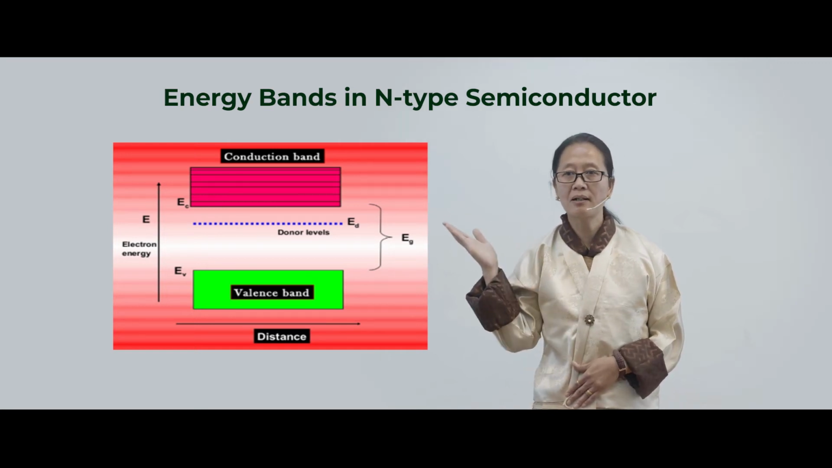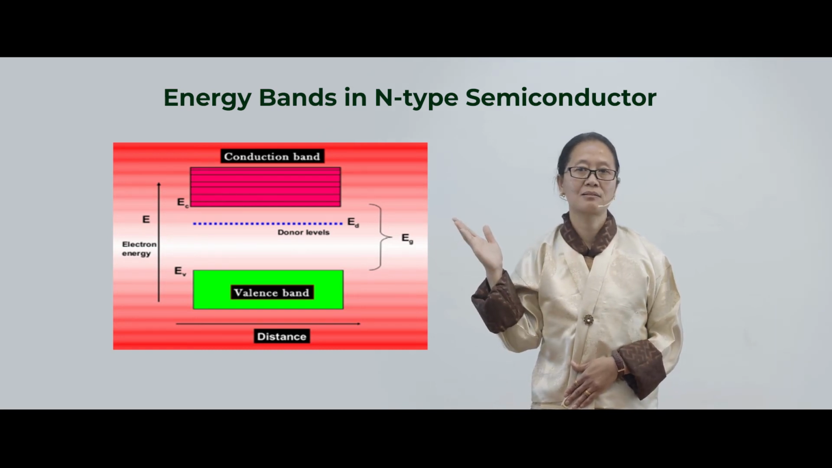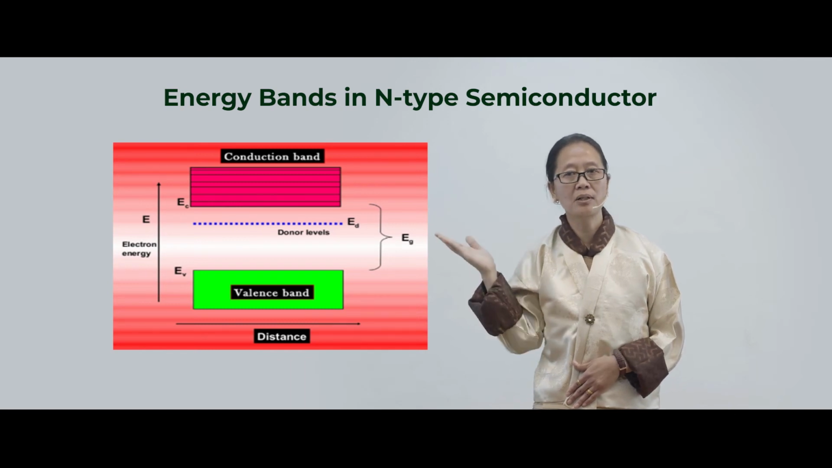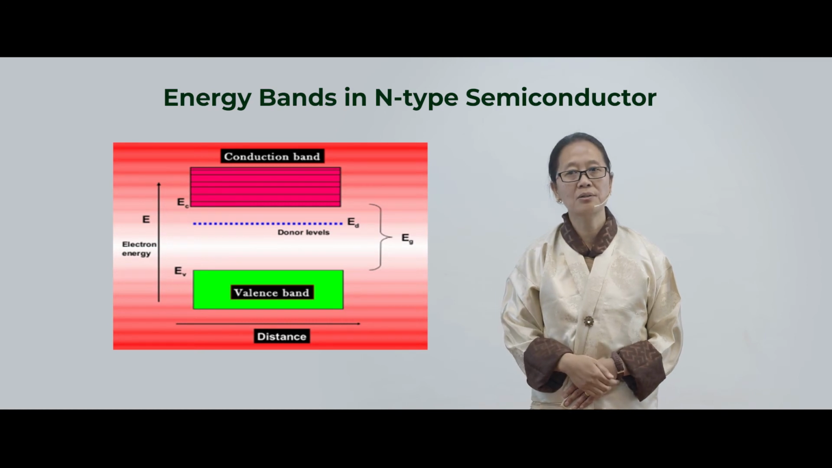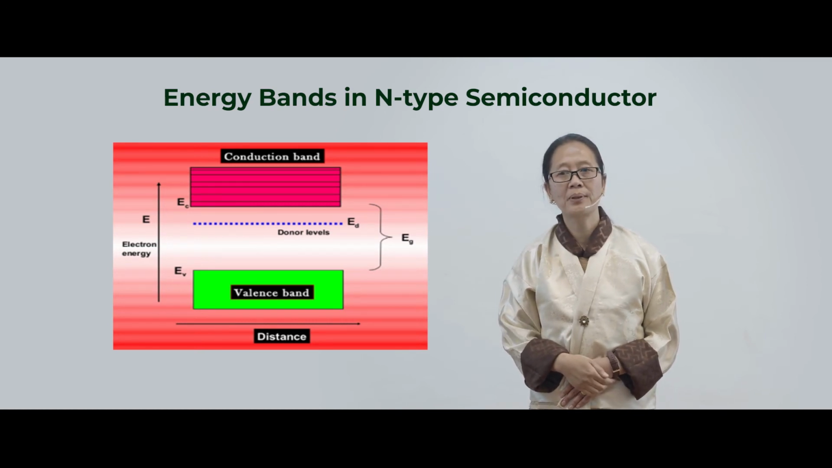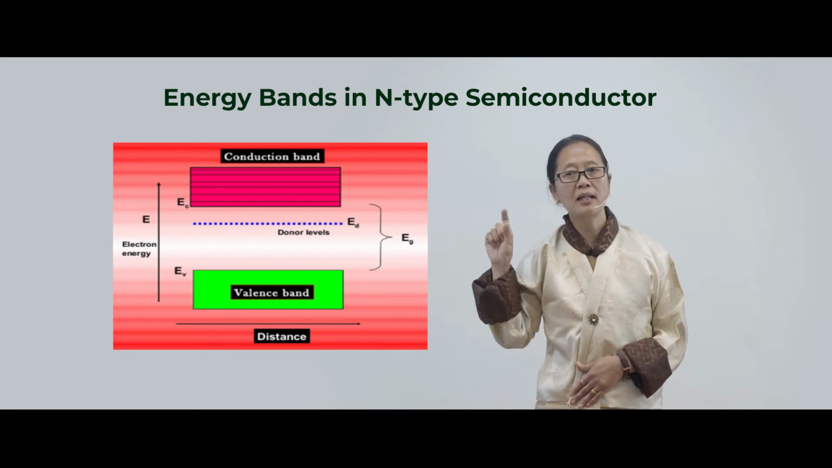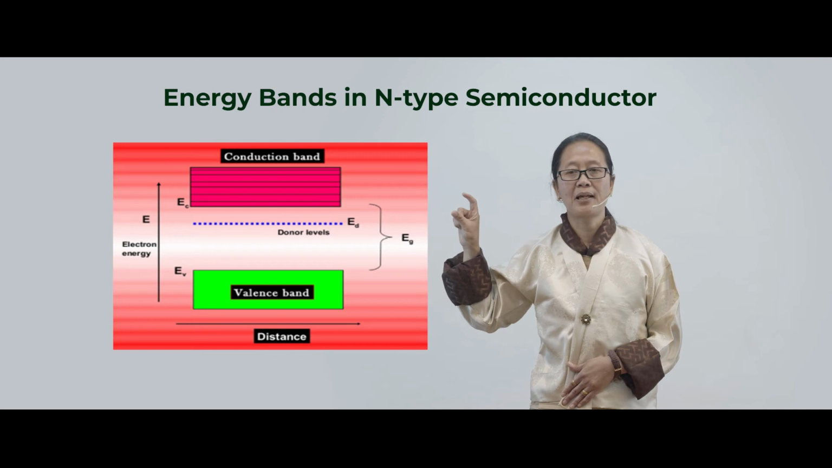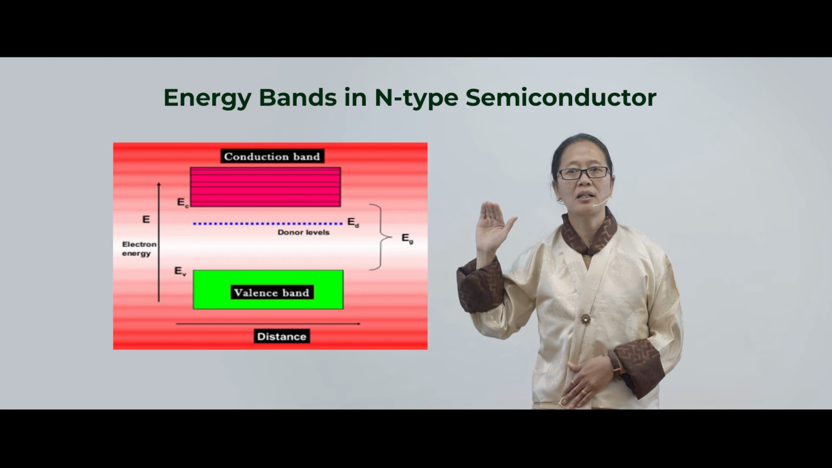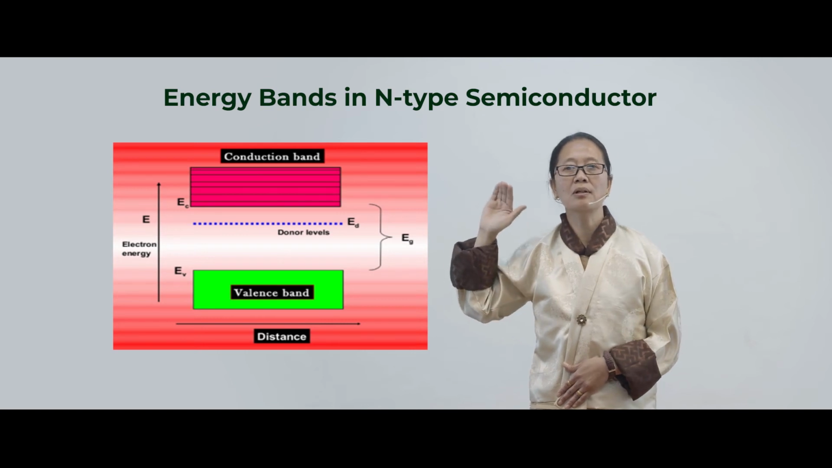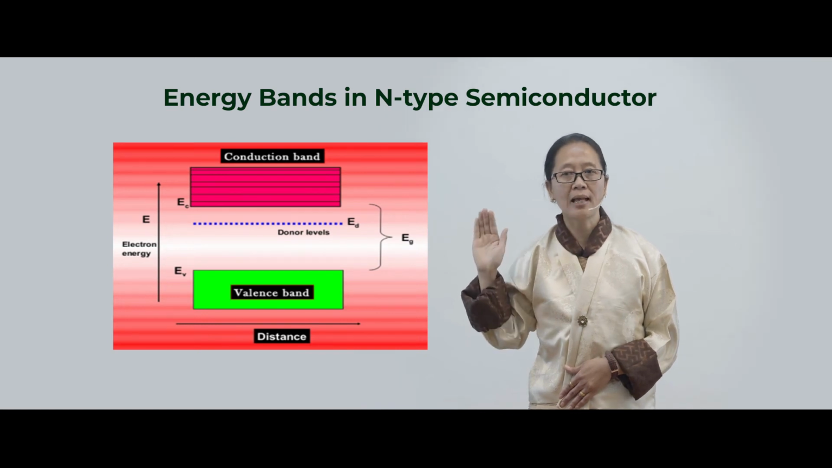So as you can see in the diagram, the donor level is just below the conduction band. So the electrons from donor level can easily jump to the conduction band and hence help in the conduction of electric current. And in this manner, the forbidden gap has also now reduced because of the extra energy level, that is donor level, due to the fifth electron of the phosphorus atom.